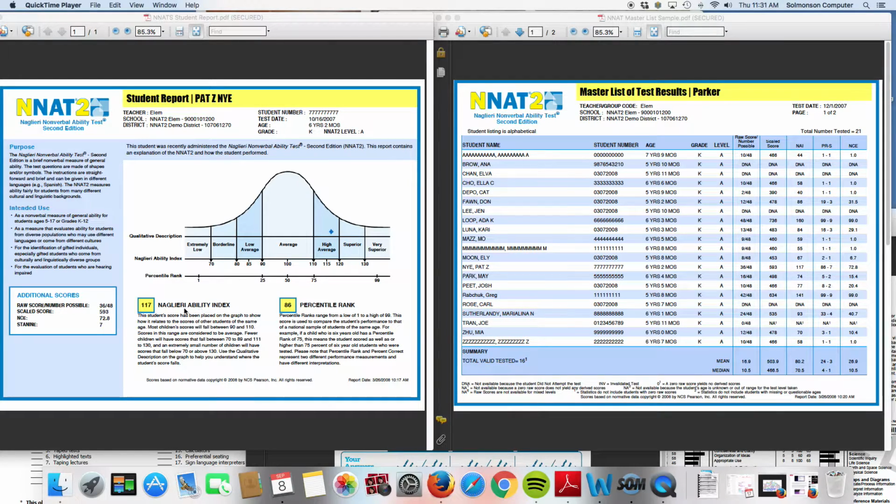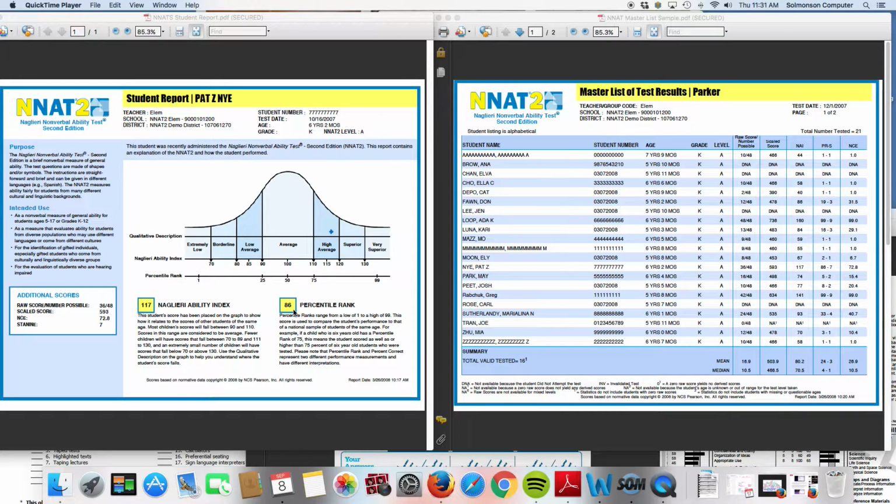Right here, this is an index that's a part of this assessment, and this is going to be a kind of rough nonverbal IQ. So this child would have about a 117 nonverbal IQ, and again, that's a rough score. And then in the percentile ranking, he achieved an 86th. He ranked in the 86th percentile.